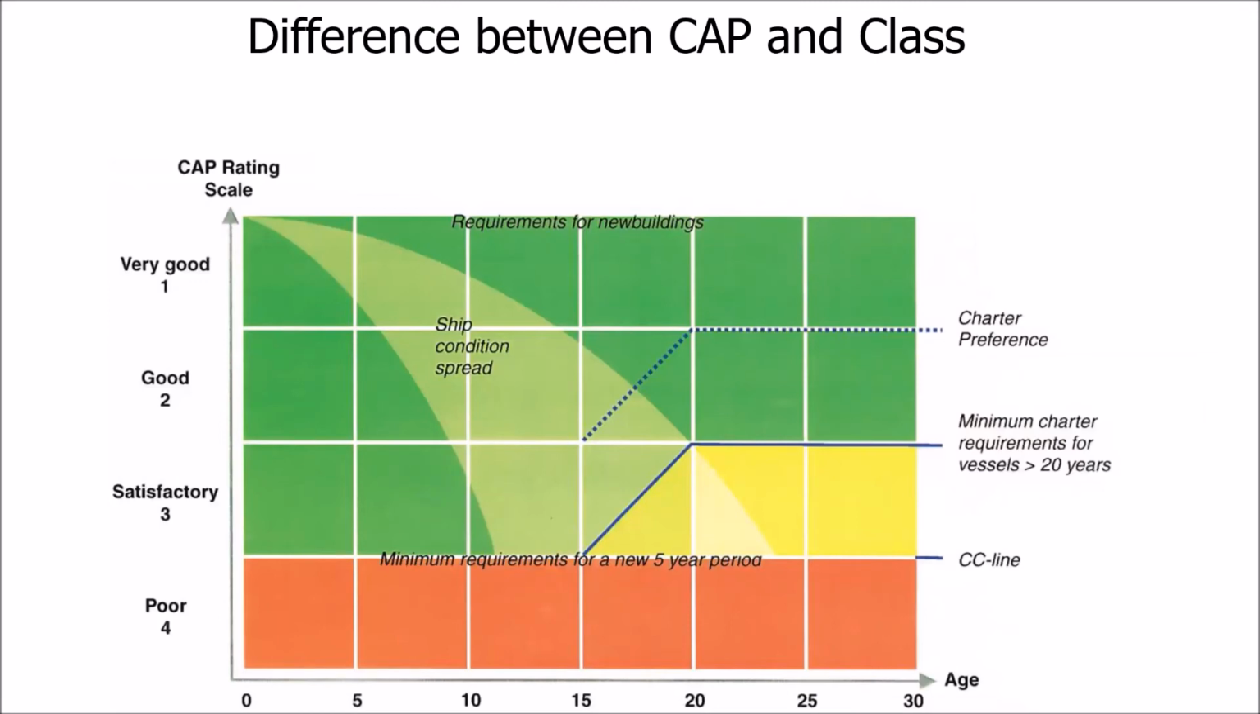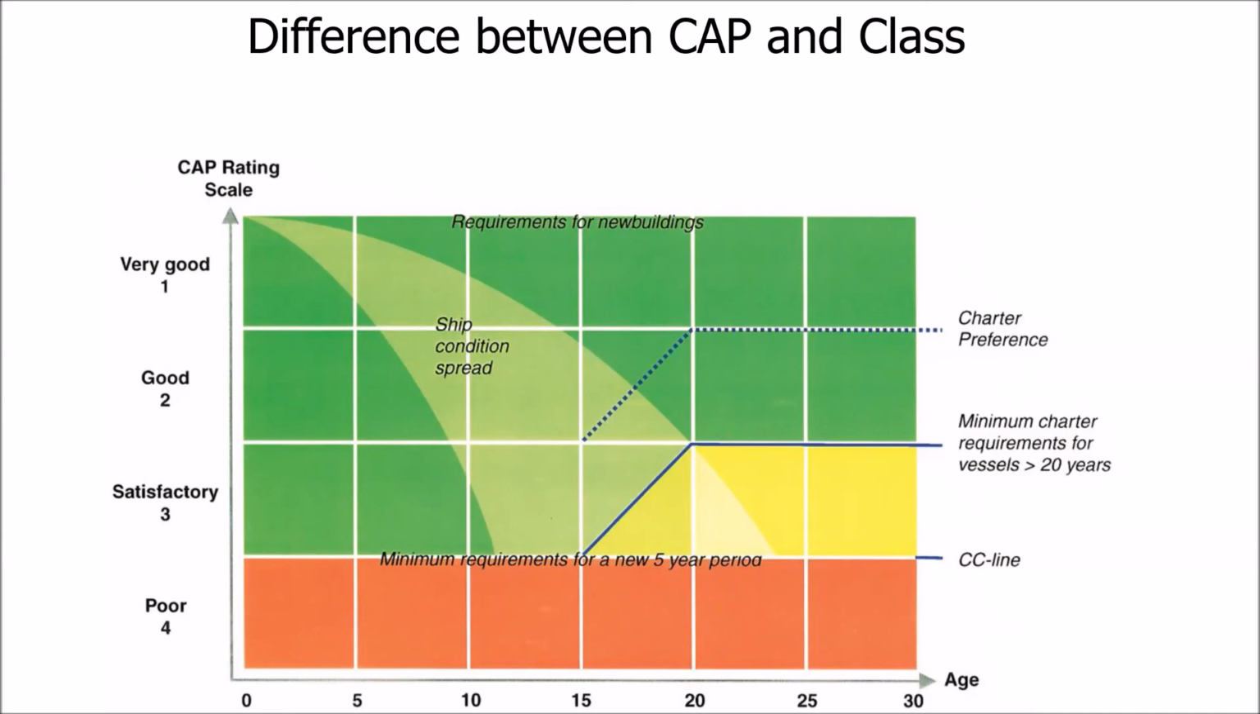So the difference between these classes. First, we have the red one. Below the red one is below CC. That is class condition, a ship that does not fulfill minimum requirements. That's a CC line. You will get the CC. There's too little steel. The stiffeners are not strong enough because they have been corroded or whatever it may be. And the CAP class between CC and the one above is satisfactory, and very few oil companies would be happy with that. And the highest class is very good.